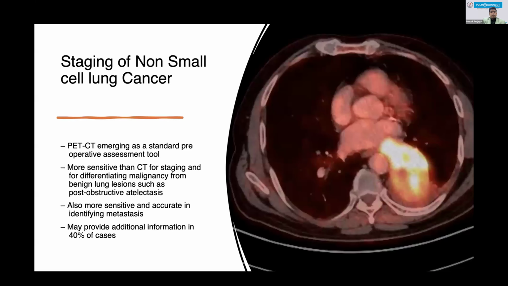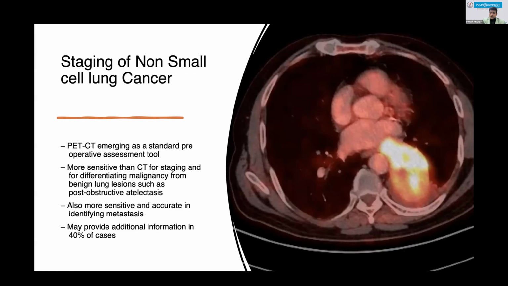Then it will help us in the staging of non-small cell lung cancer. The PET-CT is emerging as a standard pre-operative assessment tool also. It is more sensitive than CT for staging and for differentiating the malignancies from benign lung lesions such as post-obstructive atelectasis. Also more sensitive and accurate in identifying the metastasis, and it may provide additional information in almost 40% of the cases.